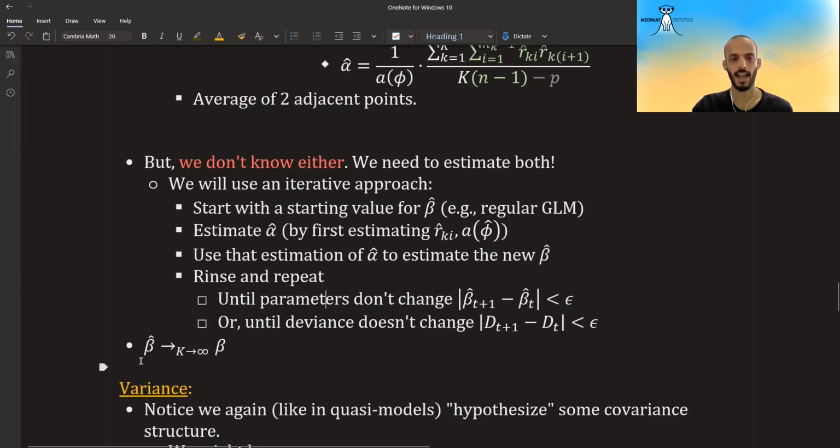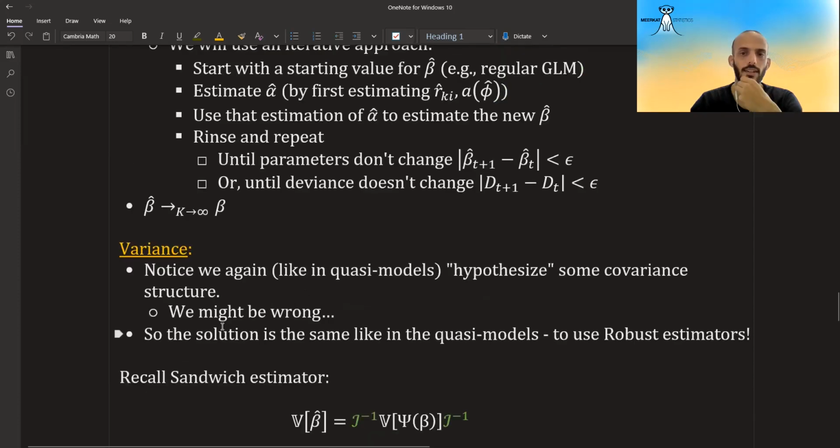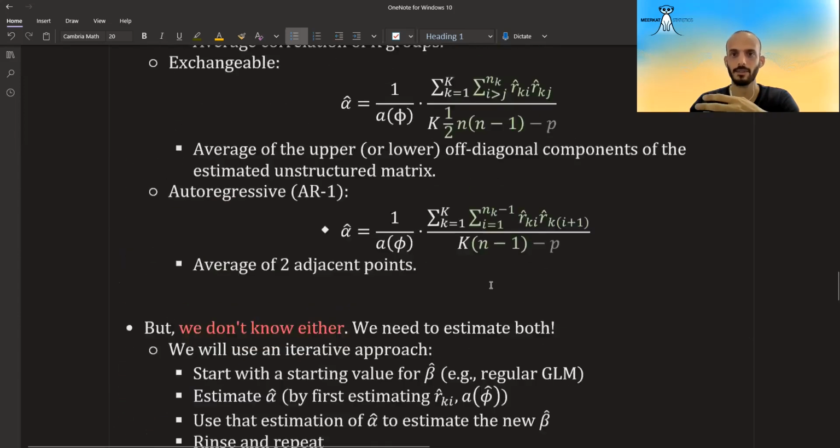And then it can be shown that the betas that we get are consistent to the real betas as k goes to infinity. And here k is the number of groups. Okay, what about the variance? So we managed to estimate the betas, that's all good, but what about how much we are sure about their significance? So notice again that just like in quasi-models, we hypothesize some covariance structure.